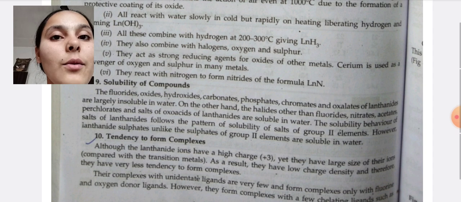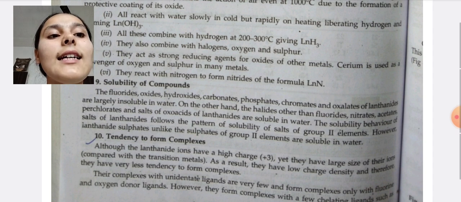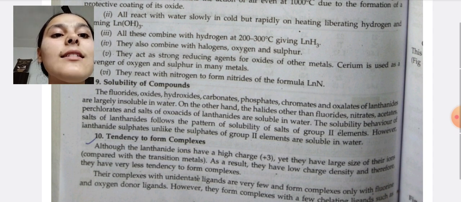On the other hand, the halides other than fluorides, nitrates, acetates, perchlorates, and salts of oxoacids of lanthanides are soluble in water. The solubility behavior of salts of lanthanides follows the pattern of solubility of salts of group 2 elements. However, the lanthanide sulfates, unlike the sulfates of group 2 elements, are soluble in water.